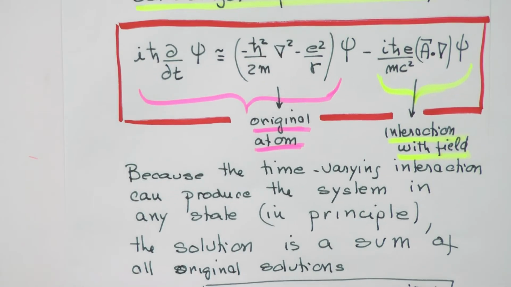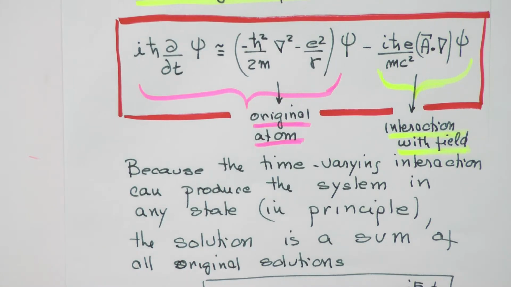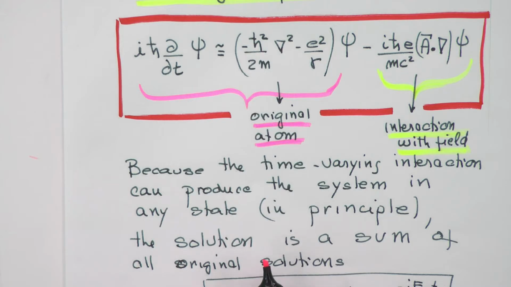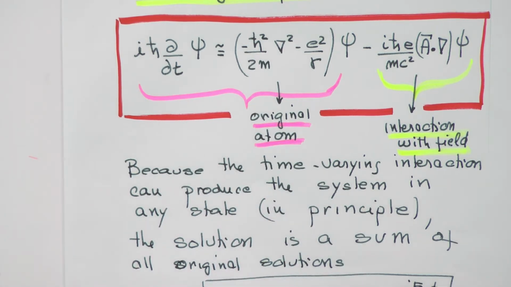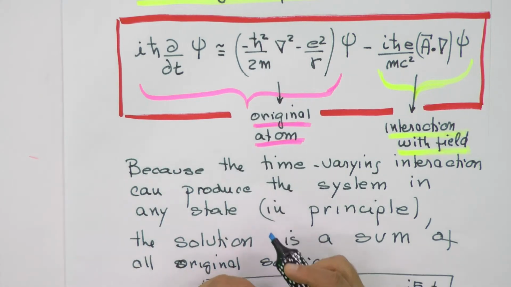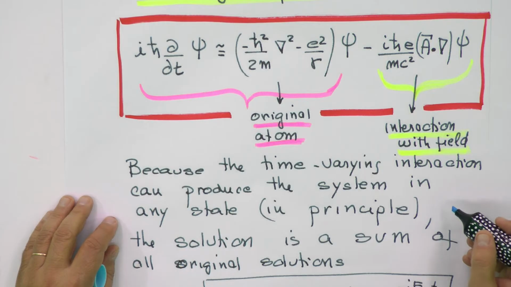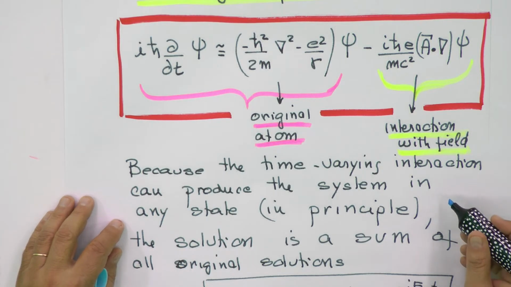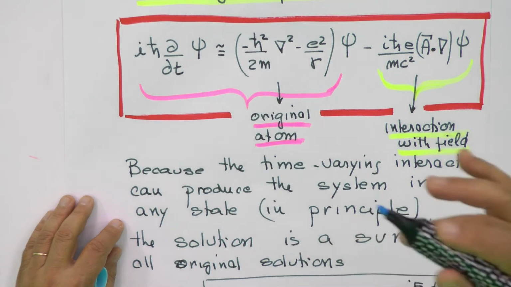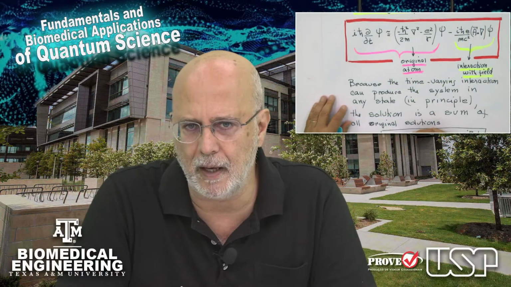What's going to happen in this situation? Well, I told you already, and we're going to show you mathematically that what happens is that the time variation of this interaction makes the system occupy different states and oscillate between them.